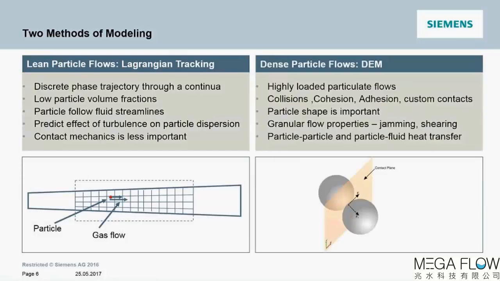The other complementary method for dense type of particulate flows is the discrete element method, where granular flow properties such as jamming and shearing could be important. And we're going to take a look at examples and case studies for both of these types of flows.